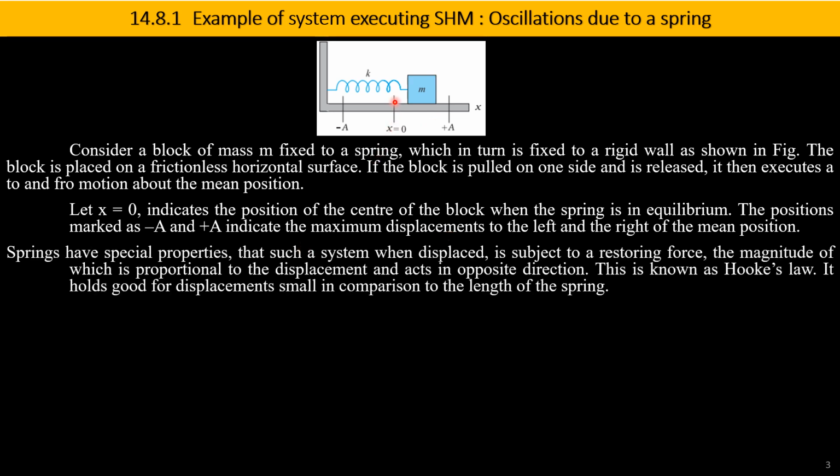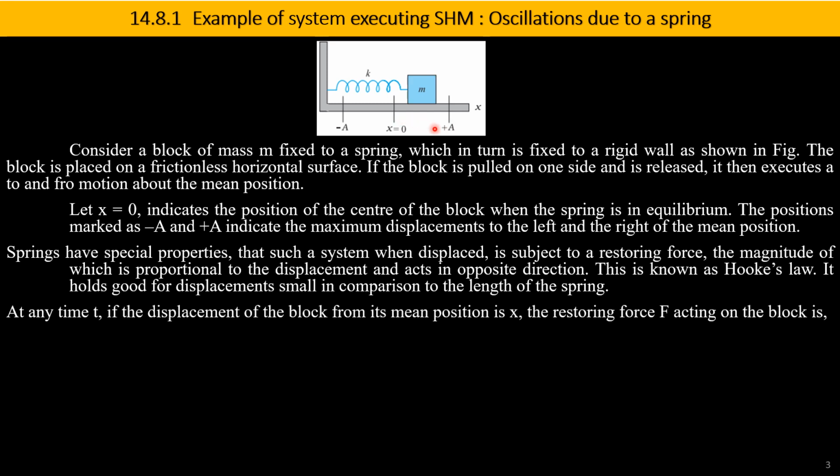Let x is equal to 0, as shown in the figure, indicate the position of the center of the block when the spring is in equilibrium. The positions marked as minus A on the left hand side and plus A on the right hand side indicate the maximum displacements to the left and right of the mean position.